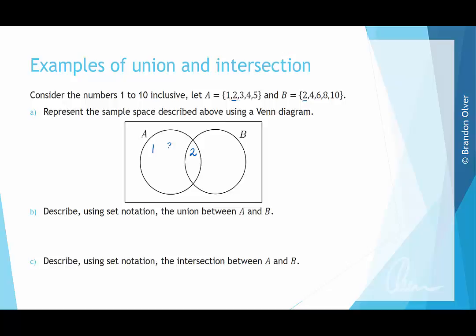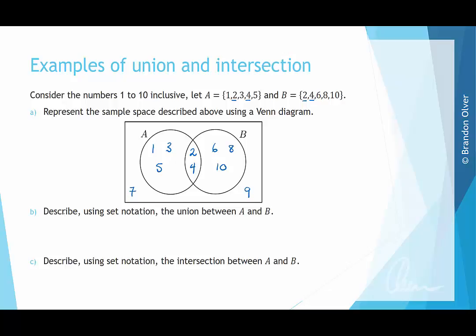3 is only in set A. 4 though is in set A and B, so it will go in the overlapping region. 5 is only in A, and then we have 6, which is only in B, 8, which is only in B, and 10, which is only in B. And now, because we're considering the numbers 1 to 10 inclusive and all of them in between, we've also got 7 and 9, which haven't been put in here. So we're going to sit them outside of the two circles, which represent sets A and B.